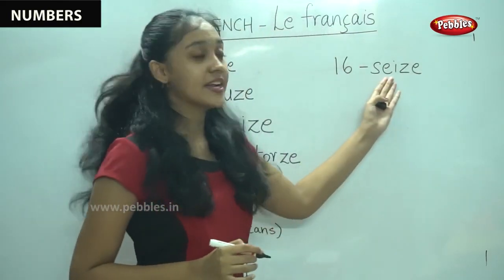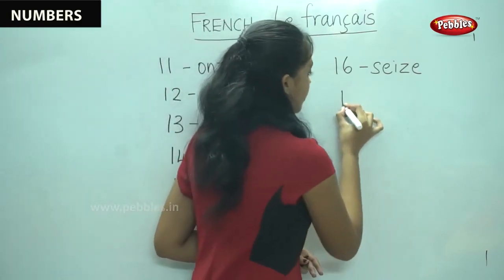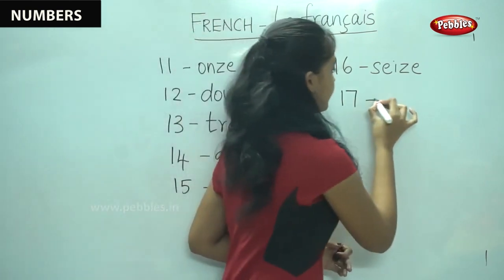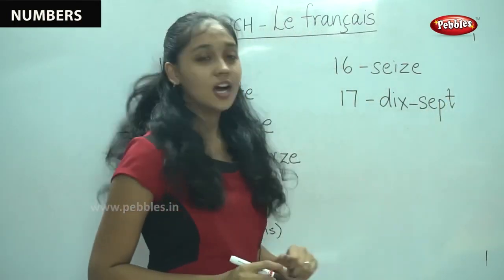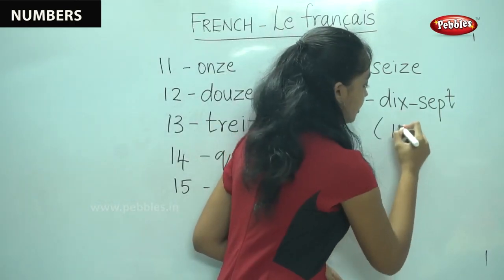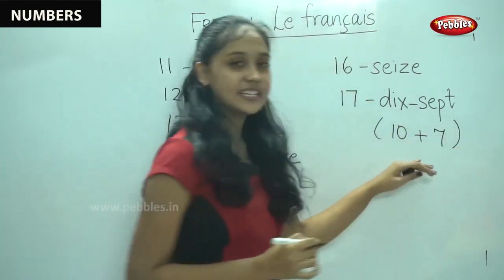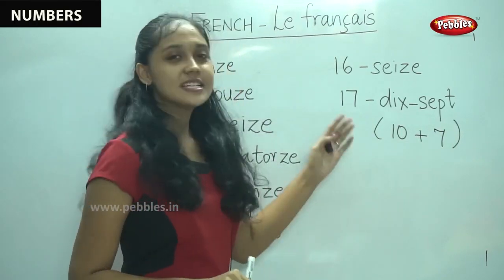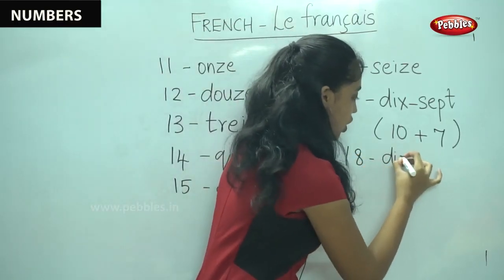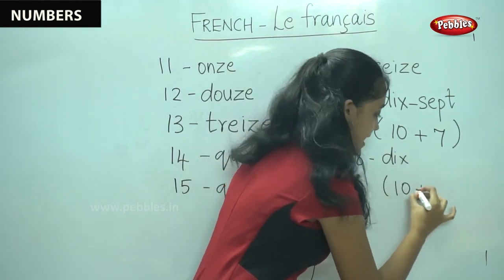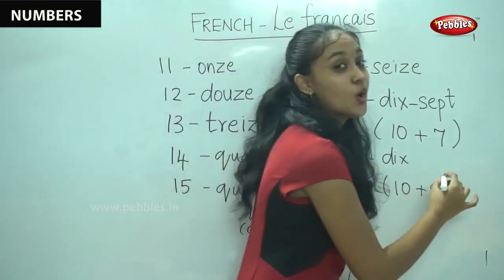The number 16 is pronounced as seize. Say it once again, seize. The number 17 is dix-sept. If you notice, dix stands for number 10 and sept is number 7. 10 plus 7 gives us 17. Easy, isn't it? Similarly, for the next number, 18, as you would guess, it is dix-huit, which is number 10 plus number 8. Do you remember what is for number 8 in French? Yes, it is huit.